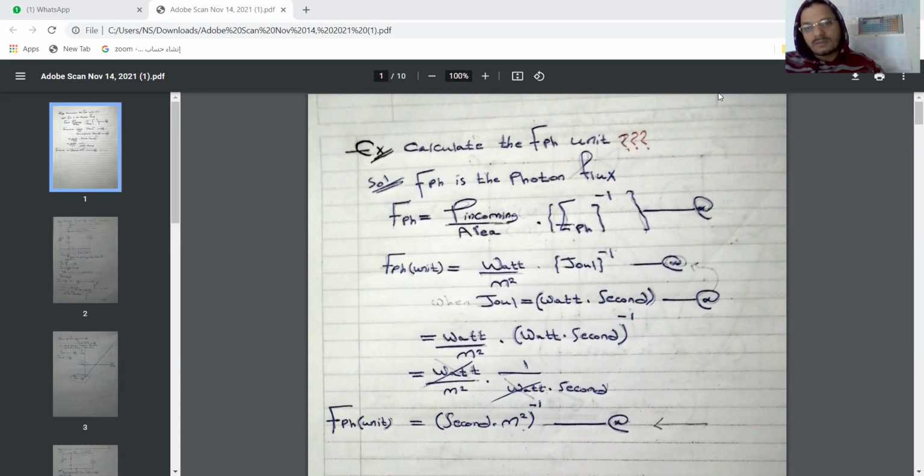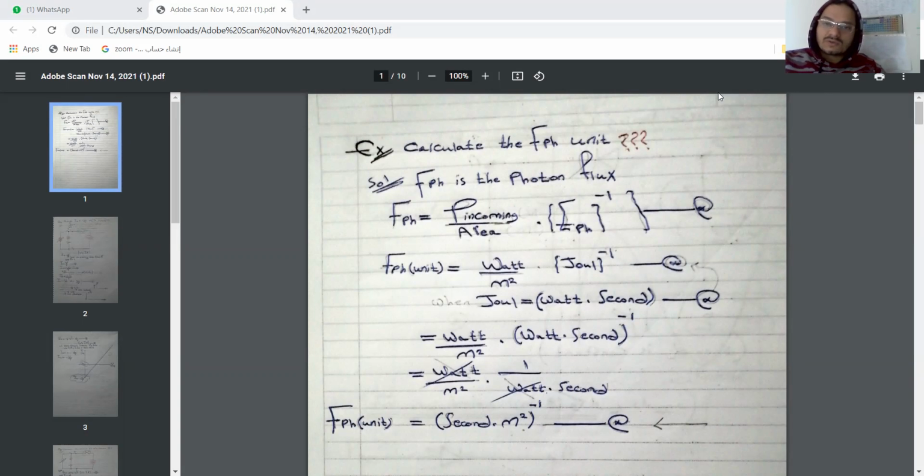Good morning, everyone. Today we will try to calculate some results like the voltage at open circuit, the current at short circuit, the power at open circuit and at short circuit, and the last parameter will be the FF, the fill factor. We'll try to calculate the result, and after that we will calculate the unit of fill factor.